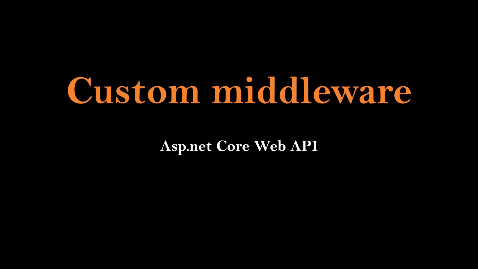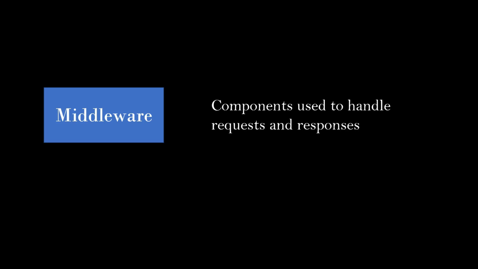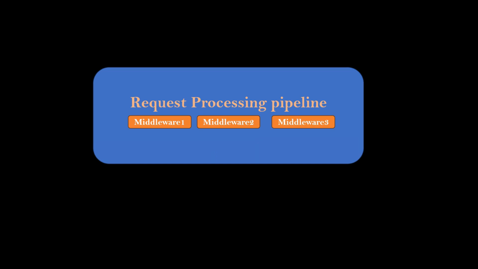Custom middleware is one of the important concepts of ASP.NET Core. With custom middleware, we can write our own logic and inject that into the request processing pipeline. In ASP.NET Core, middleware are the components that are used to handle requests and responses. Middleware components are part of the request processing pipeline.